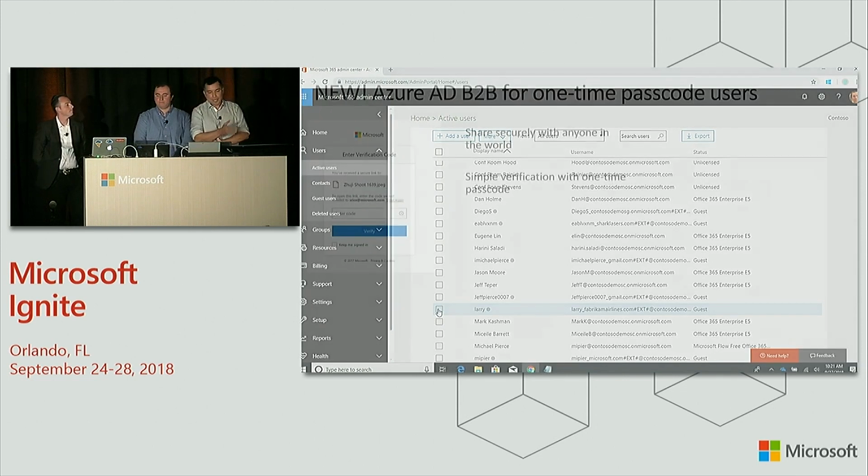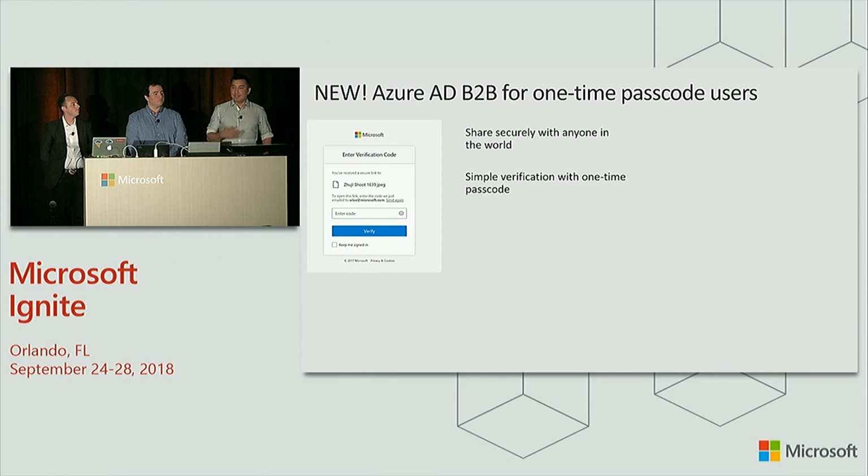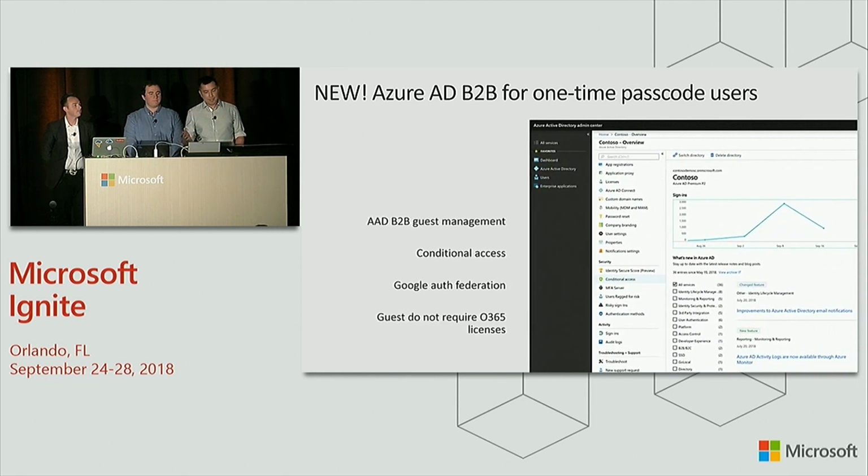And so as you just saw, we're bringing all the benefits of Azure AD B2B to the one-time passcode experience of sharing from OneDrive and SharePoint, so that just like before, you can share securely with anyone in the world without requiring them to create a password, without requiring them to create a Microsoft account. They'll go through a simple verification with a one-time passcode if they're not already in your directory. And we're taking all of the capabilities of the Azure AD B2B platform, including easy guest management that you're already familiar with, the ability to specify conditional access, Google Auth federation so that users who are signed in to their Google account can automatically be authenticated.